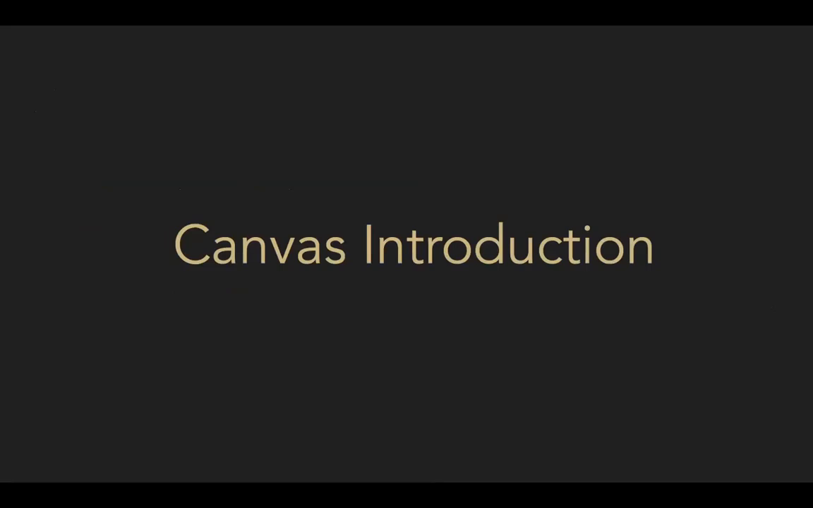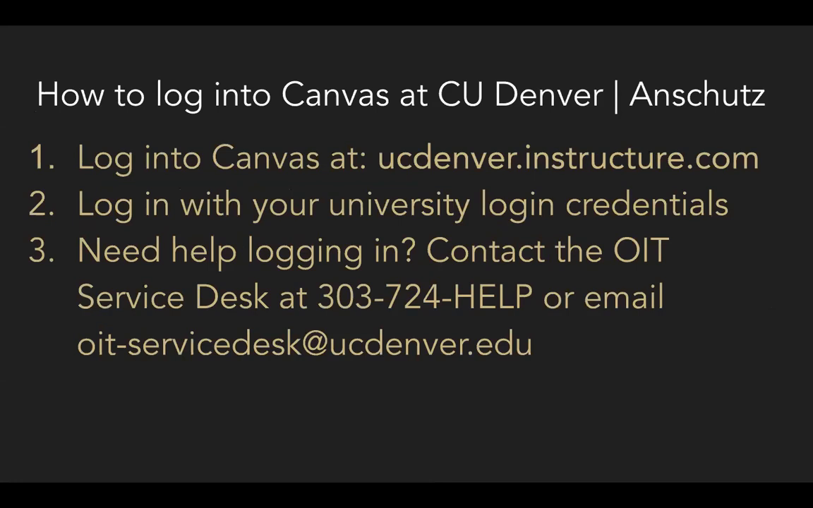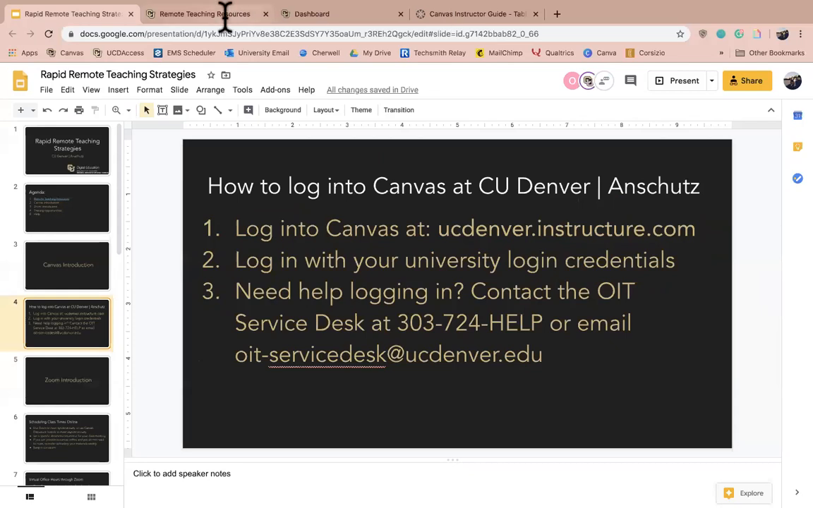All right, so Canvas introduction. How to log into Canvas at CU Denver Anschutz. If you have never logged into Canvas before, you're going to want to navigate to ucdenver.instructure.com. You'll log in with your university login credentials. And if you need help logging in, please contact the OIT service desk at 303-724-HELP, or you can email the service desk as well, oit-servicedesk@ucdenver.edu. They can help you with password resets and things like that that you might encounter.